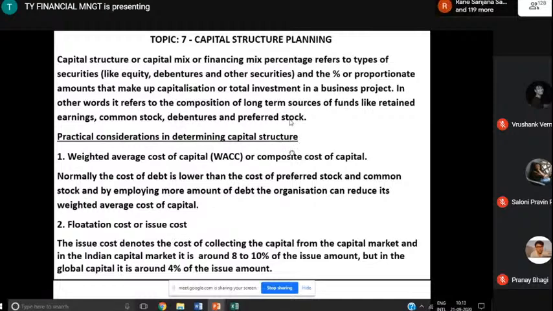I repeat, total investment 1000 CR, common stock is 500 CR. 500 CR upon 1000 CR into 100, 50%. Let us say debentures is 200 CR. What is the percentage?